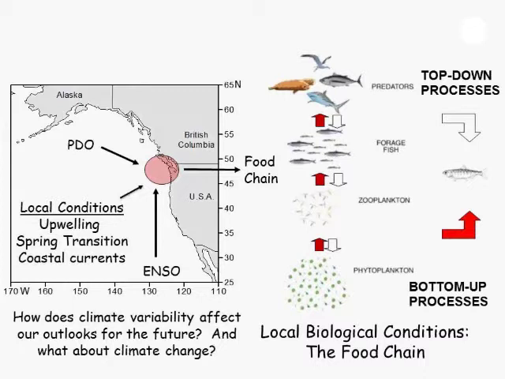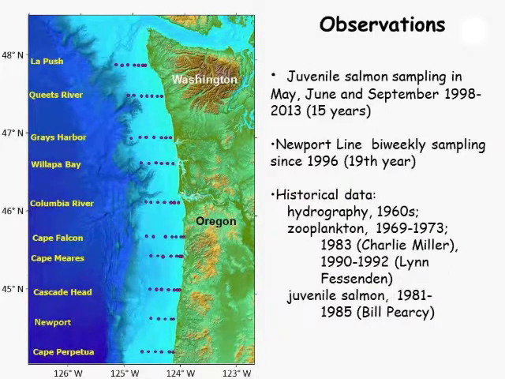Observations that we take: we've been sampling juvenile salmon in May, June, and September since 1998 at all these places along the coast, from La Push, which is the tip of Washington State, down to as far as Newport, pretty much. So from about 45 to 48 north, okay? We sample the Newport line, which is right here, every other week. This is our 19th year. If you can picture a program going on that long.